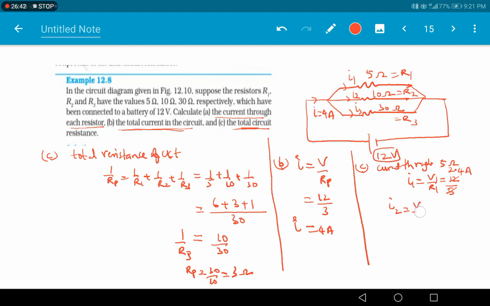Next I2, V by R2. So 12 by 10, 1.2 ampere. I3, V by R3, 12 by 30. So 0.4. So if we check it, I1 plus I2 plus I3 is 4 ampere. So that means our answer is correct. Right, let us move to the next one.